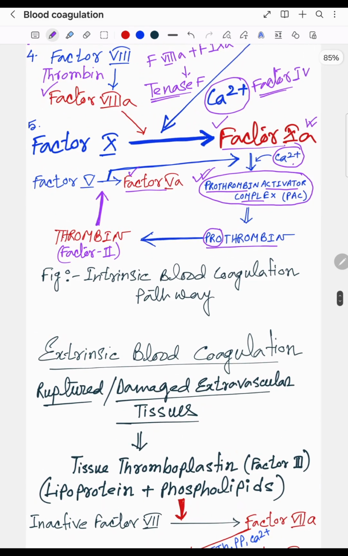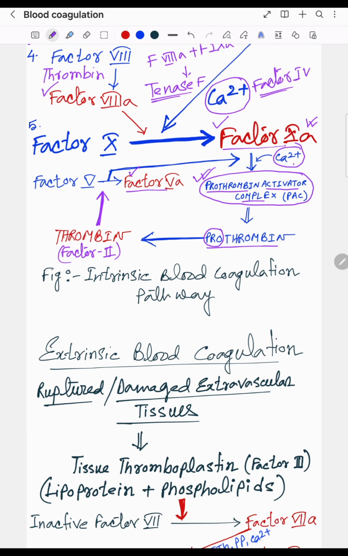After that factor 10A in presence of factor 5A, they activate prothrombin activator complex, also in presence of calcium. Factor 10A, factor 5A and calcium, they combinedly produce prothrombin activator complex, which will lead to prothrombin, and from prothrombin to thrombin, this is the activation of factor 2 and completion of intrinsic blood coagulation pathway. After this flowchart, you have to write the name of the figure. Don't forget. Okay. Hope you have understood.